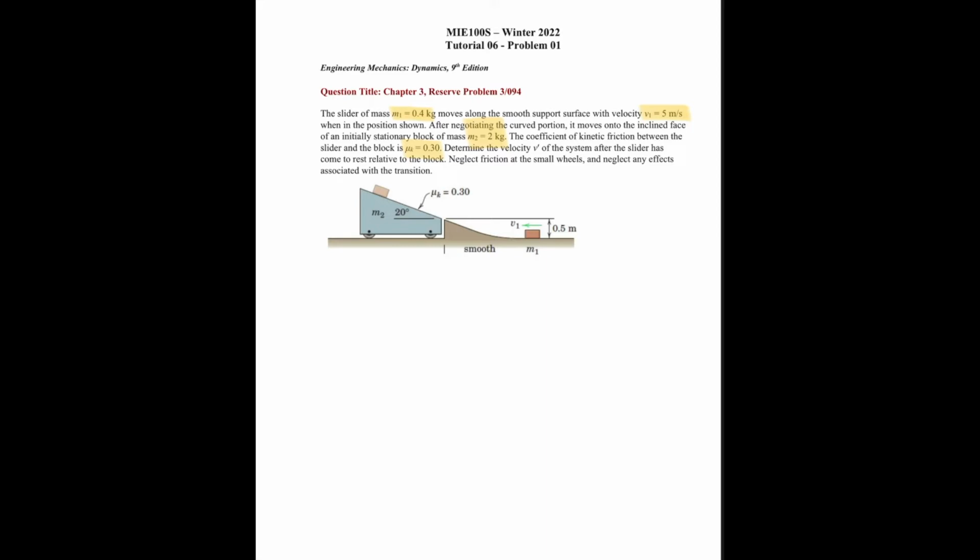Okay, so the velocity after the slider has come to rest relative to the block. Neglect friction at the small wheels and neglect any effect associated with the transition. Okay, so first we want to find the speed of the slider, v2. This is what we want to find. This is v1 over here. And we want to find v2 as the slider moves onto the block over here.